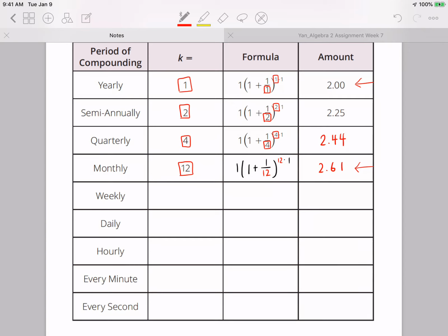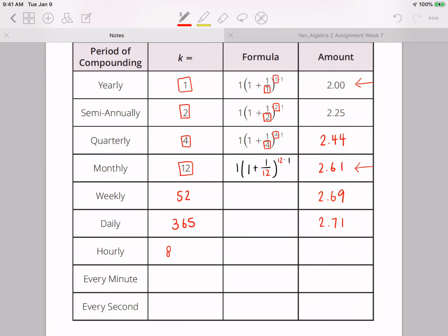We got weekly. So I'm going to stop this formula column. I'm just going to write down the K equals and the amount. So if it's weekly, how many weeks in a year? We have 52, right? And the amount here is 2.69. Daily is 365 in a year. We don't really count leap year. So 2.71.